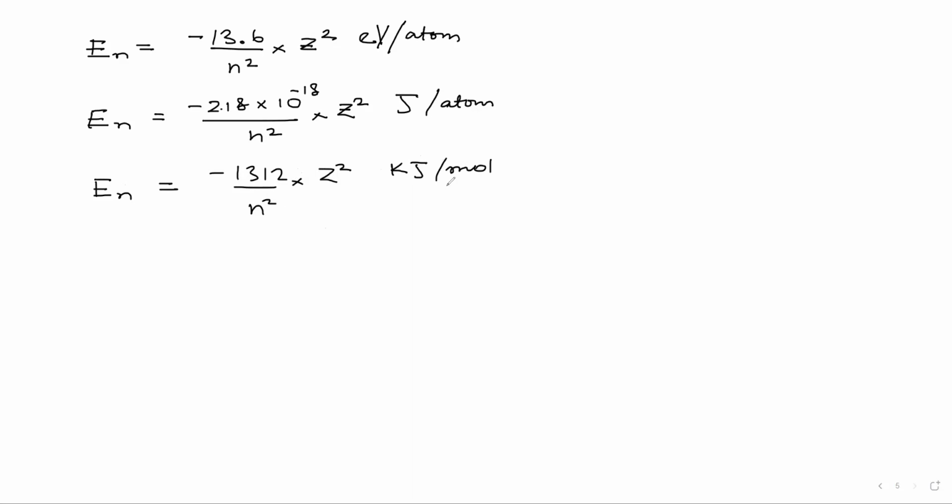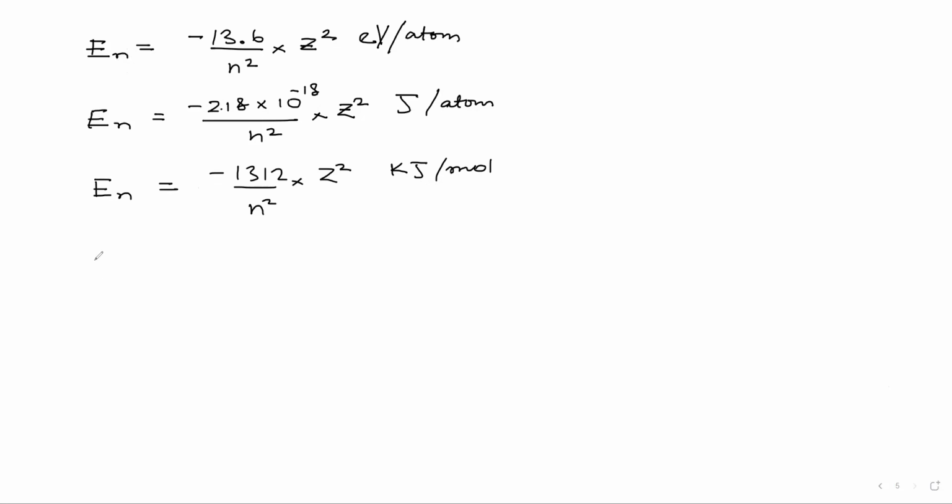Got it? Write this down first. See, all these energies are in negative. That means the most common energy is what, the attractive force is present. So all of these energies are in negative. That is why the electrons are stable in a particular orbit. Guys, done? What is En? En is energy, the energy of the nth orbital.